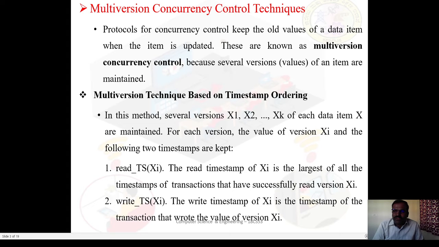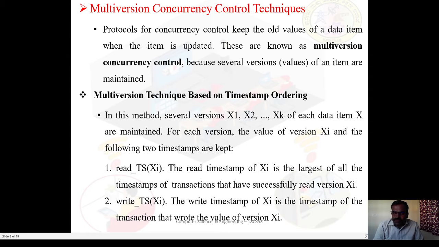When a transaction requests access to an item, an appropriate version is chosen to maintain the serializability of the currently executing schedule, if possible. The idea is that some read operations that would be rejected in other techniques can still be accepted by reading an older version of the item to maintain serializability.